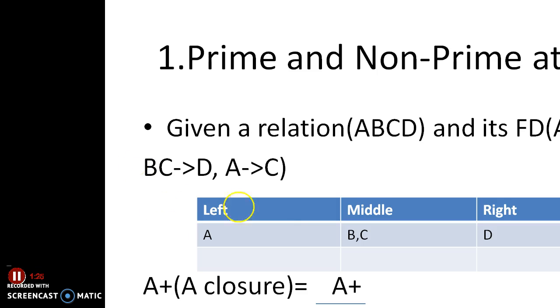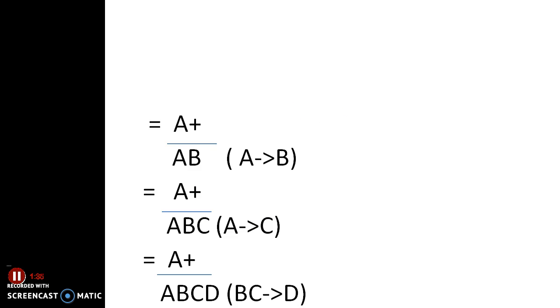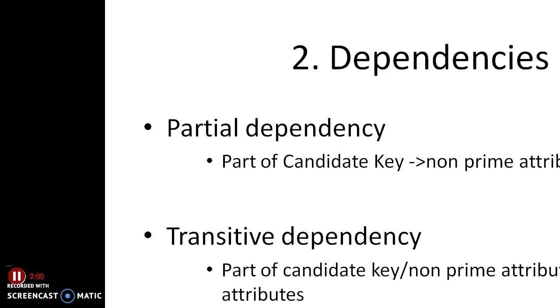A closure leads to A because of self-dependency. Then A closure leads to AB because there is an FD A tends to B. In the same way, A closure leads to ABC because there is an FD A tends to C. A closure leads to ABCD because there is an FD BC tends to D. With this we can easily identify that A is a candidate key, because with A we can derive all the attributes of the relation. The prime attributes here are ABC and the non-prime attribute here is D.